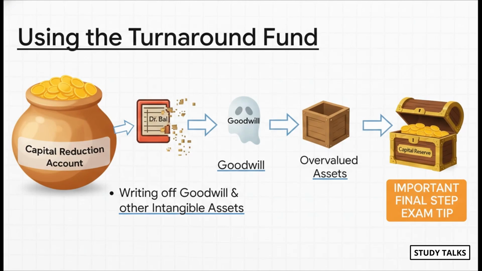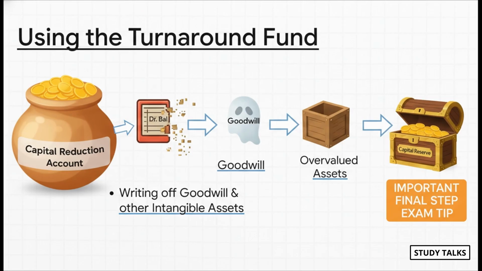Okay, so we filled up our fund. Now, what do we spend it on? We use it to go on a cleaning spree. We debit the capital reduction account to finally write off that horrible accumulated loss in the P&L. We get rid of worthless goodwill and patents. We write down inventory that's overvalued and create a proper provision for bad debts.